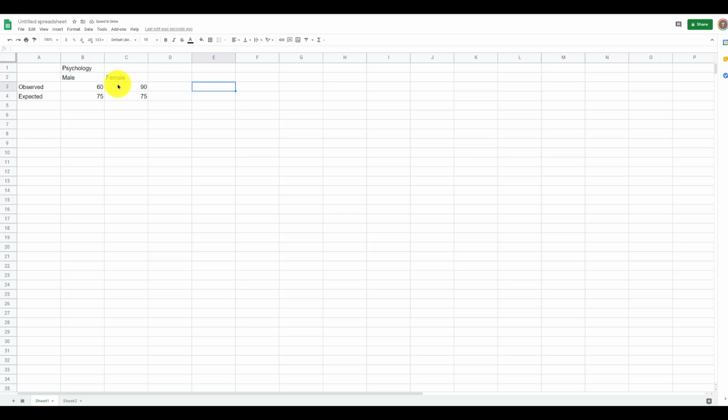So now we have to do our calculations. So let's do the first chi-square for the male data. And so what we do is we take the observed data, which is 60, minus the expected, and then we square it.